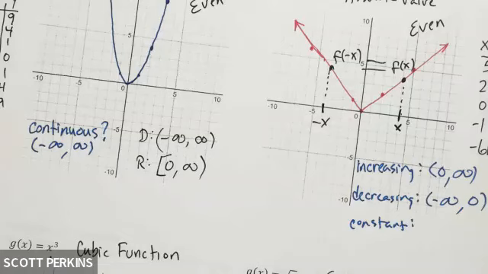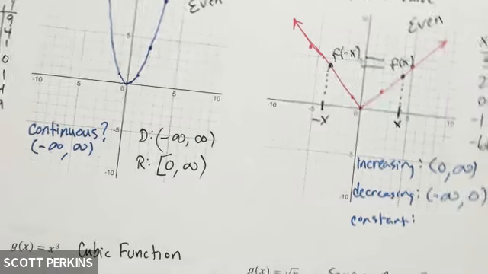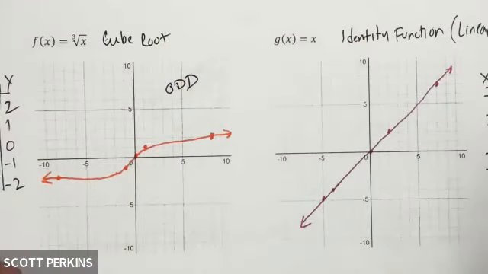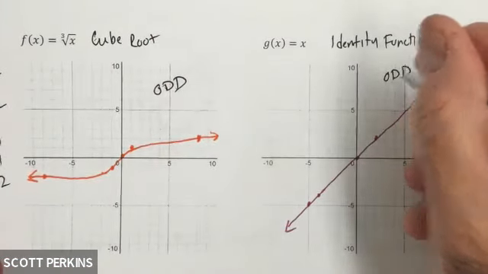What are they? Which graphs are odd graphs? Cube root, yeah, that sounds great to me. Good call. The cube root right here, this is an odd graph. And what else? The identity is an odd graph.